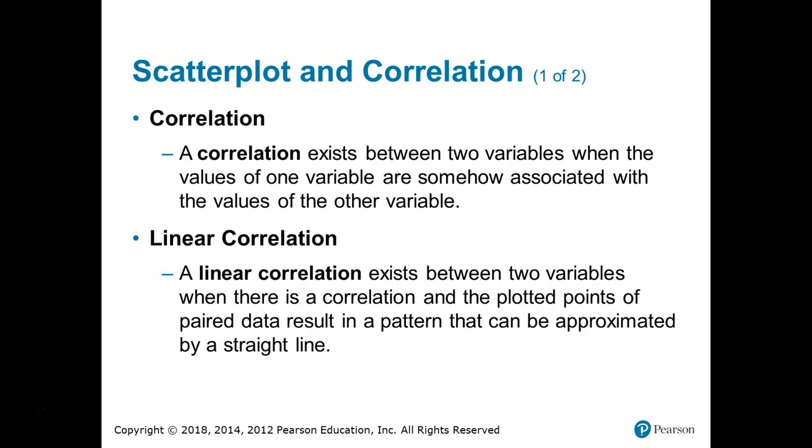Correlation exists between two variables when the values of one variable are somehow associated with the values of the other. So two events have some form of relationship. As one goes up, the other goes up, or the opposite could be true. As one value goes up, the other value goes down.